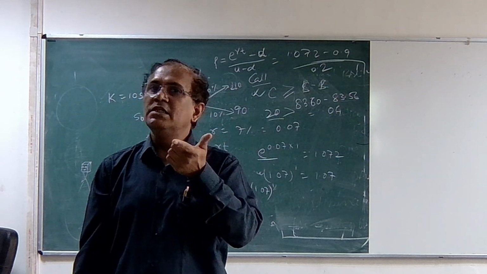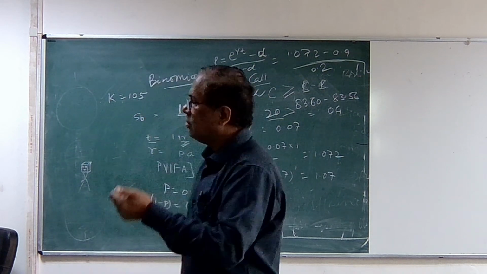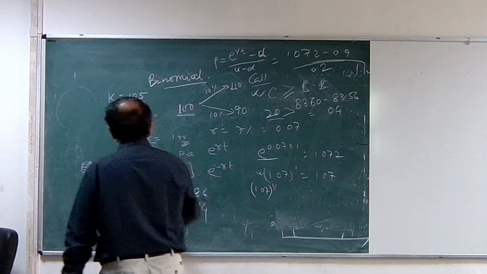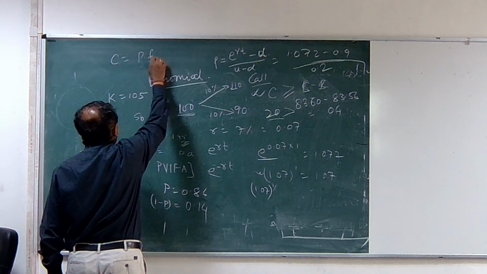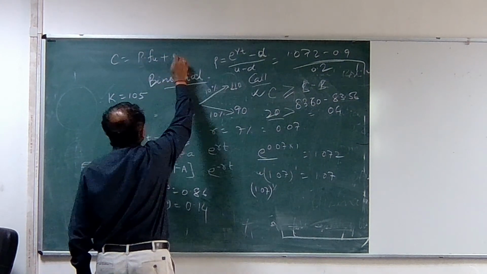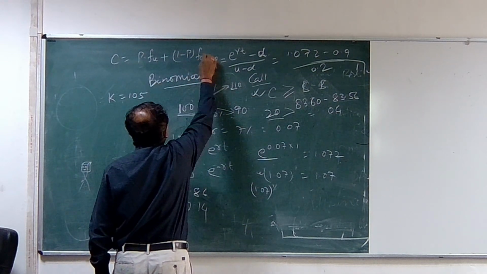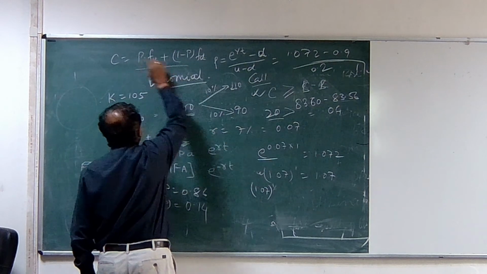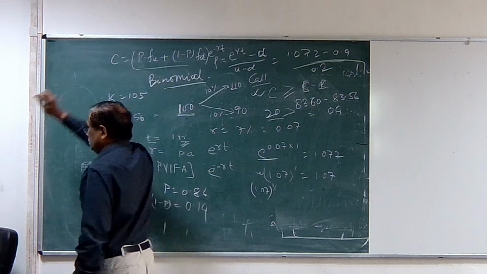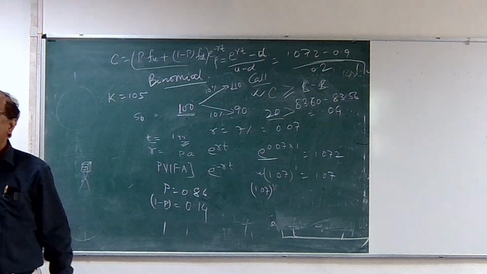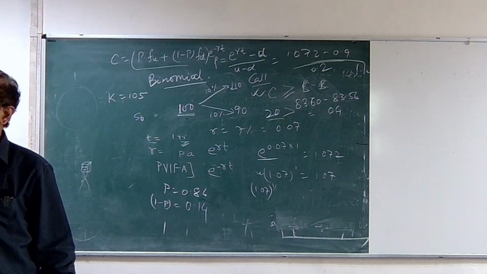Now, we will apply this probability for the calculation of call or put premium. So, what will the call or put premium be? The formula for call premium is C is equal to P times Fu plus (1 minus P) times Fd, into e to the power minus RT. We will discount that value. That is the way the value has to be calculated.